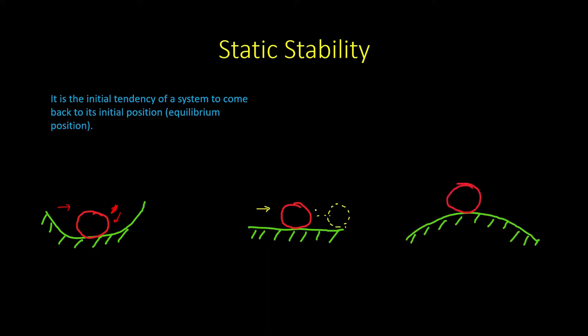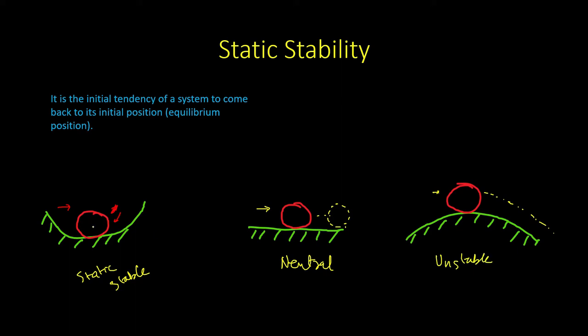Now the third case, now we have a convex surface. If I have a ball lying on a convex surface and I apply a little force here, it will start rolling and it will move further and further away. So this is the case for a statically stable system, this is a statically neutral system, and this is a statically unstable system.